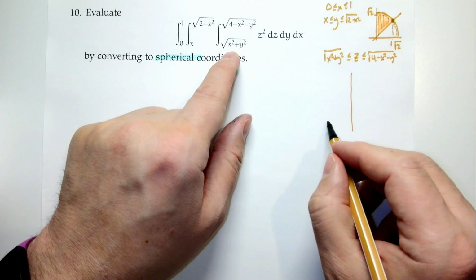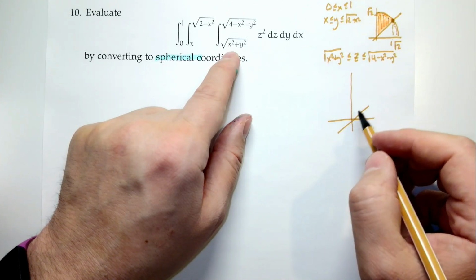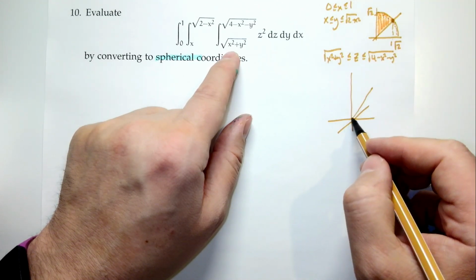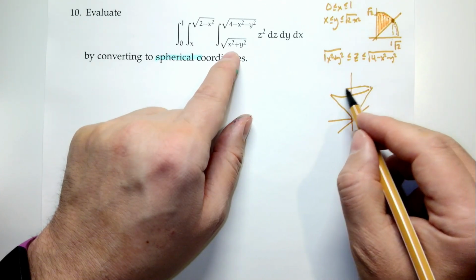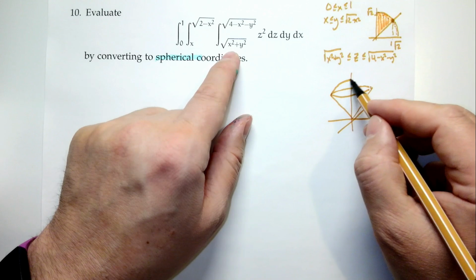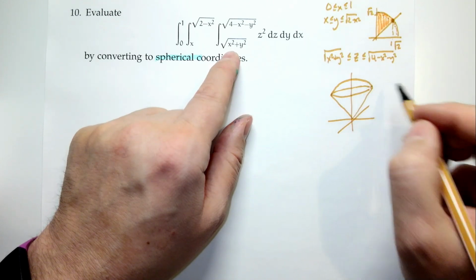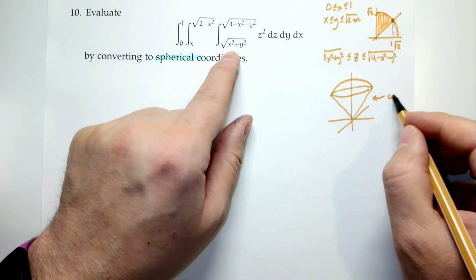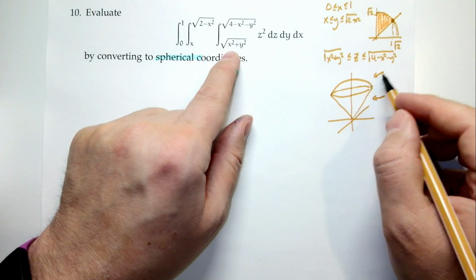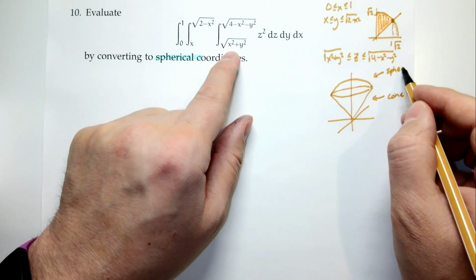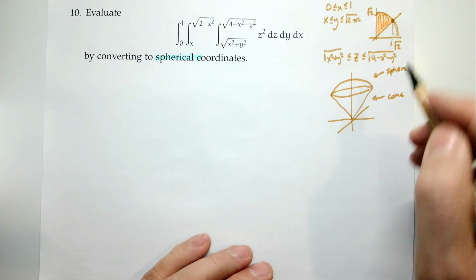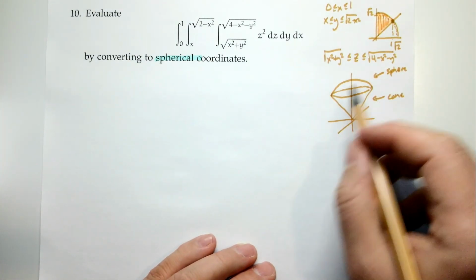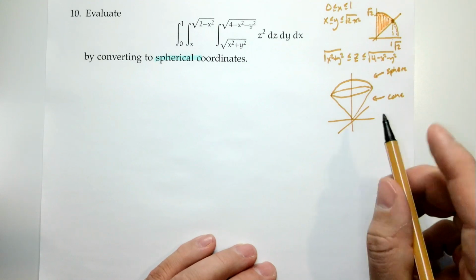So what's happening is I'm going to go up from the bottom cone up to a sphere. So this here is a cone, up here is the sphere. Now, we don't want everything. We've got to pay attention here. So it's not this whole shape, it's just a part of the shape.